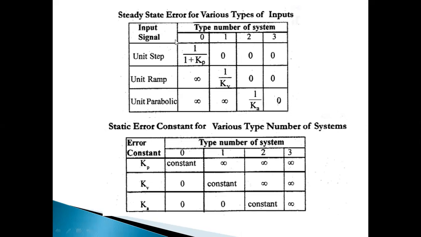So these static error constants are mainly defined for standard inputs. Standard inputs means unit step, unit ramp, and parabolic inputs, only three inputs. So static error constants are defined for unit step input, unit ramp input, and unit parabolic input. Just note down this table.